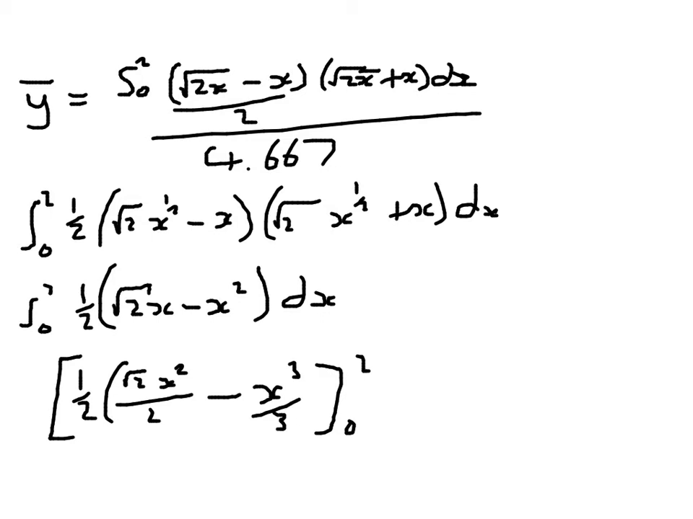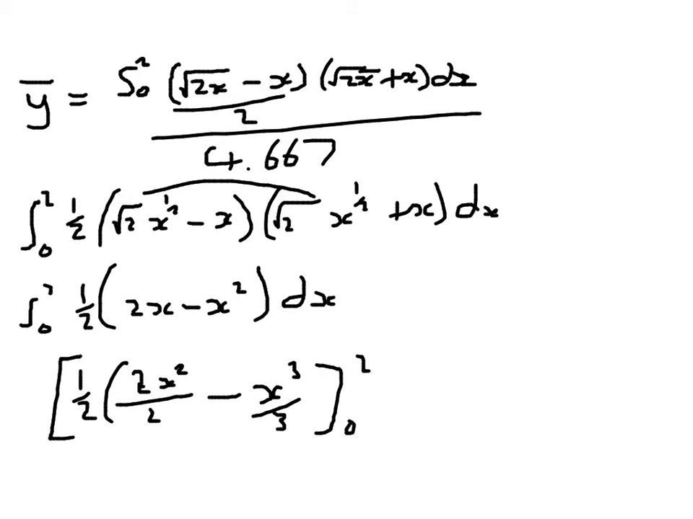I do need to make a small correction. When I multiplied root 2x to the half and root 2x to the half just here, I should have got 2x, but root 2 times root 2 just comes out as 2. So that root there and that root there should go. Apologies about that.